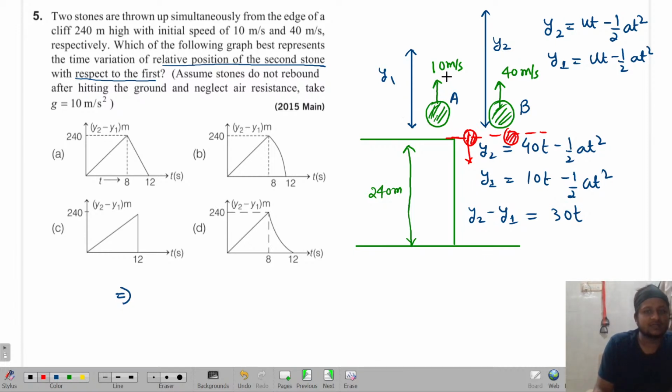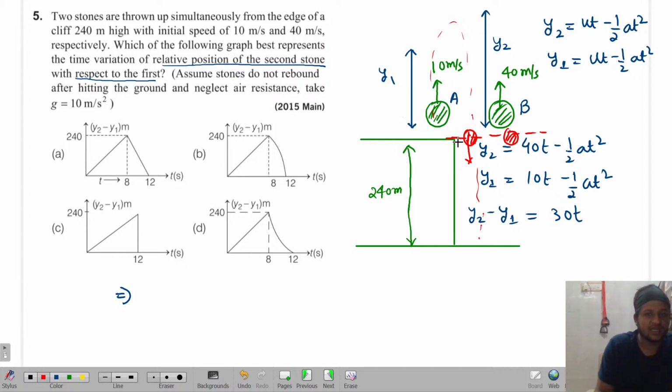Ball A was thrown with initial velocity of 10 meter per second. It has came over here. Now try to see if the ball is traveling this whole path from here to here, then coming to the ground. What is the displacement in the ball path? It is equal to 240 meters or not? Tell me yes or no.